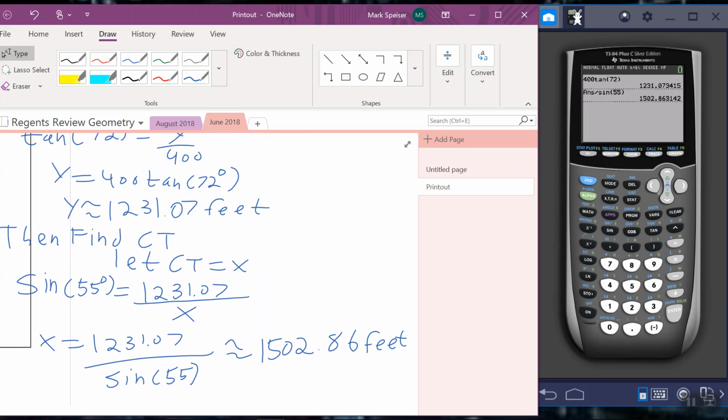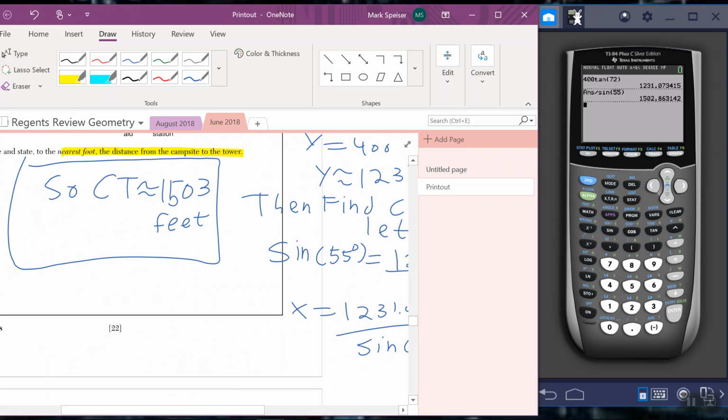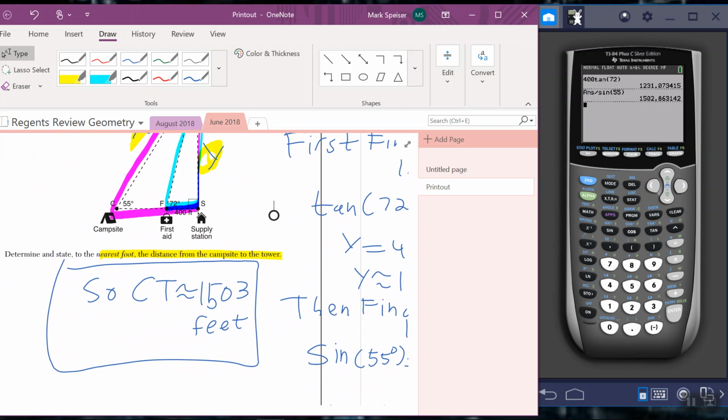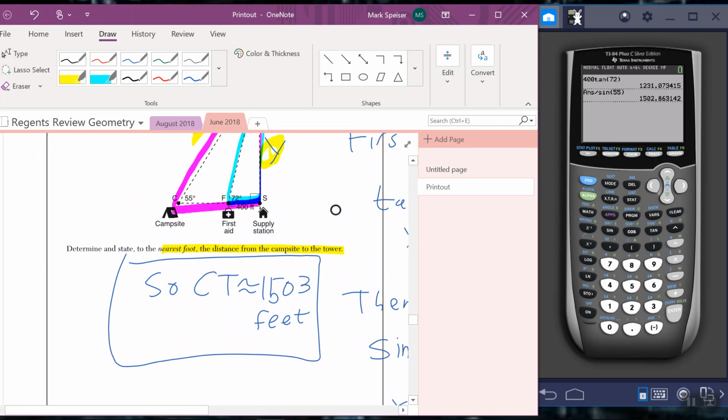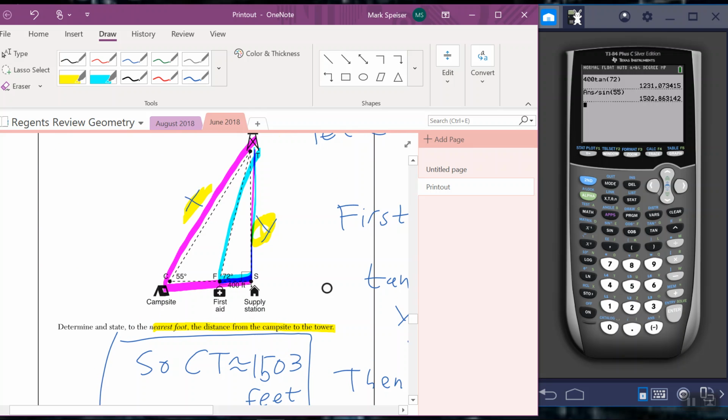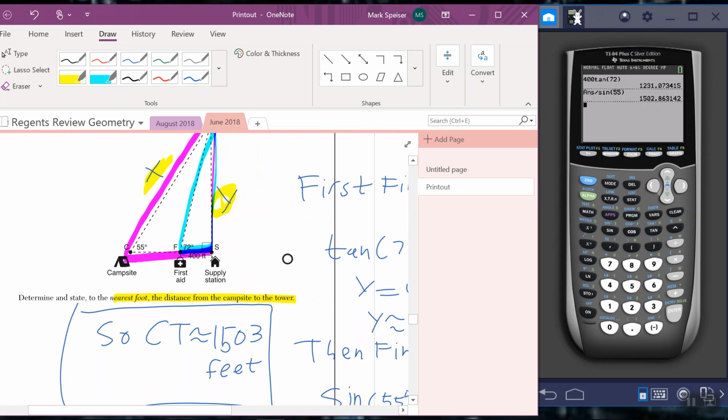Now we want to find the length of the campsite to the tower, which is approximately 1502.86, or rounded to the nearest whole number, 1,503 feet. So the length of CT is 1,503 feet, which is the campsite to the tower.